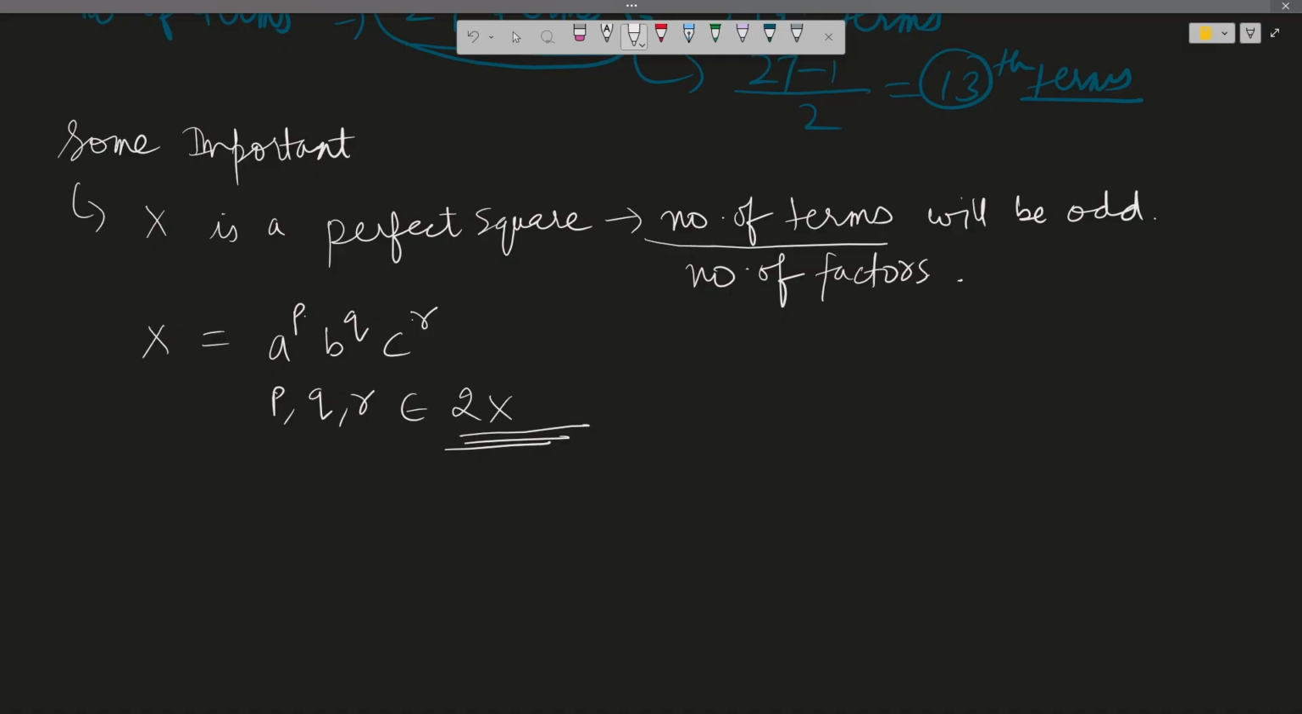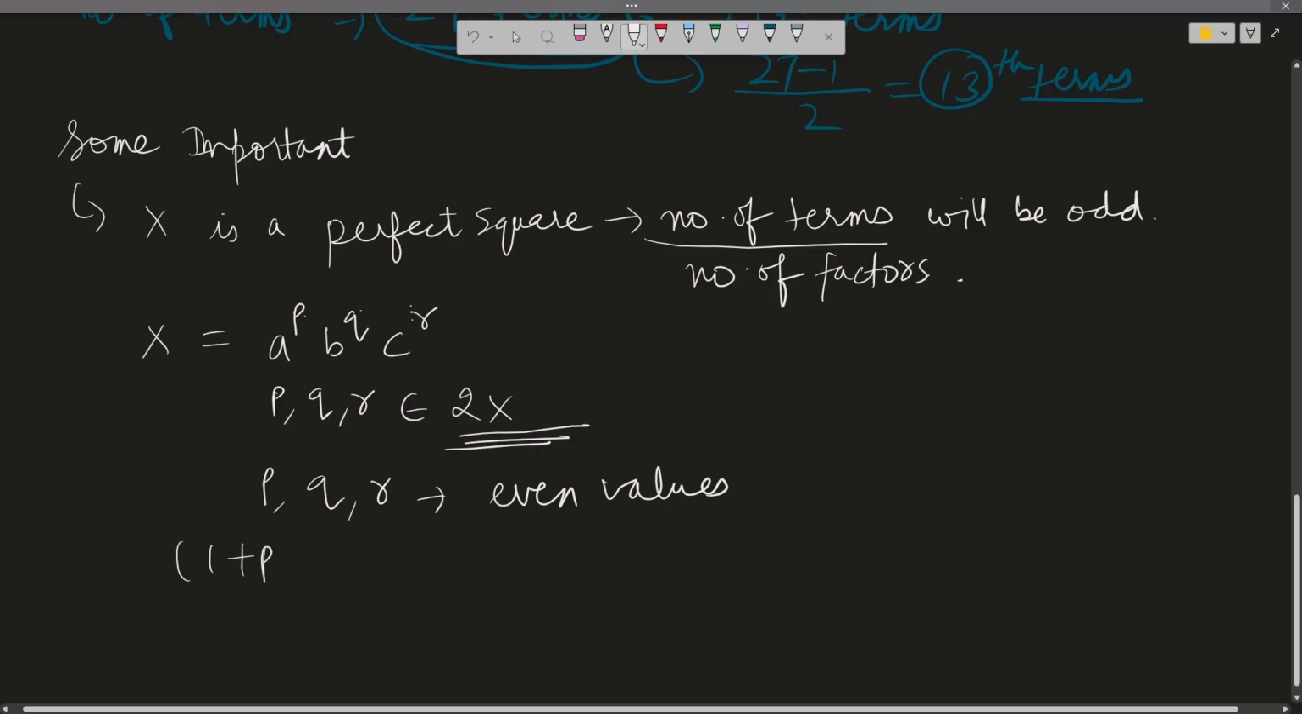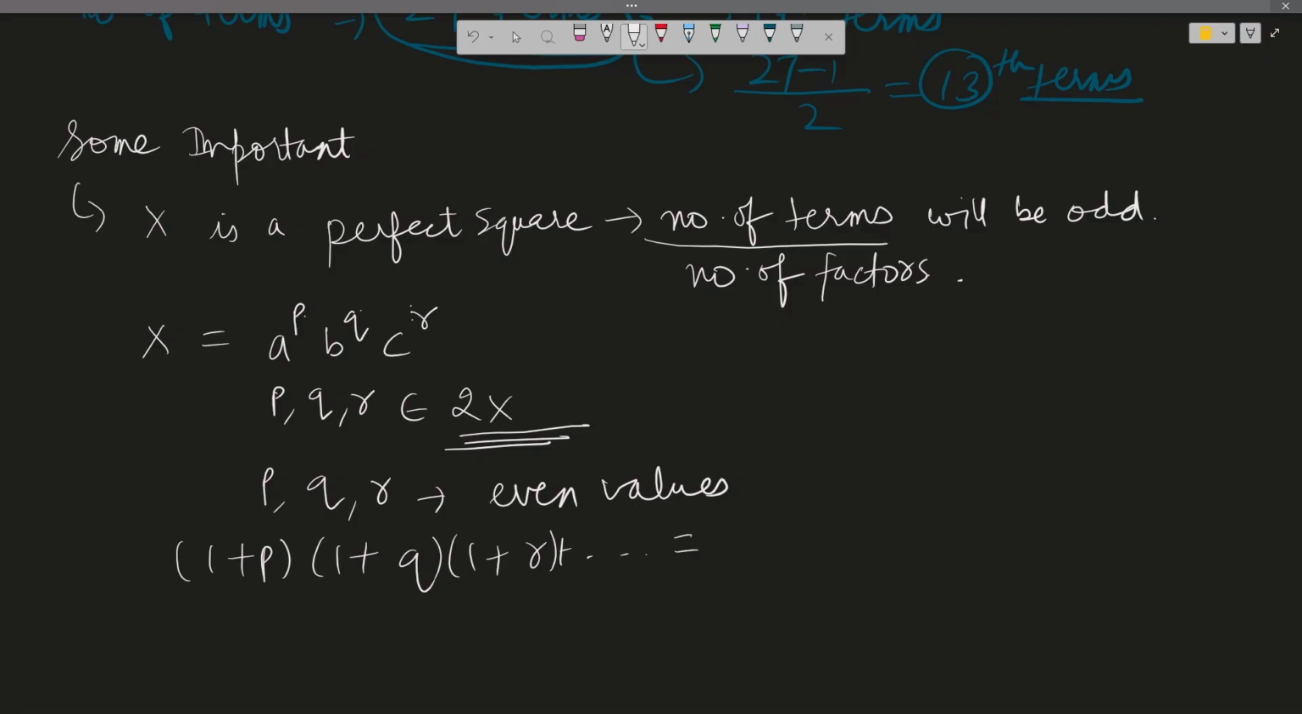So it will be getting multiplied by 2. That means p, q, and r will be the even values. And we know by the formula, which is 1 plus p into 1 plus q into 1 plus r and so on, that whenever 1 is added to an even value, it becomes odd.